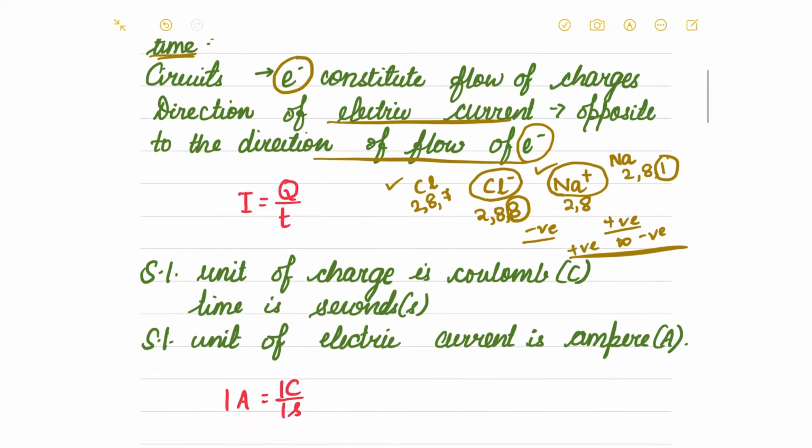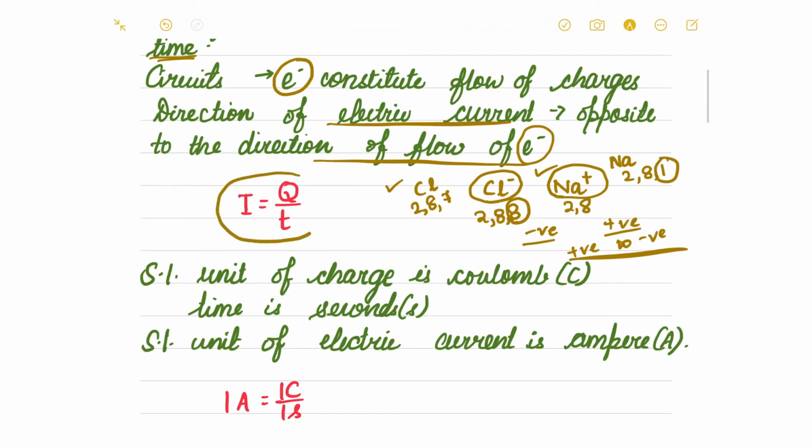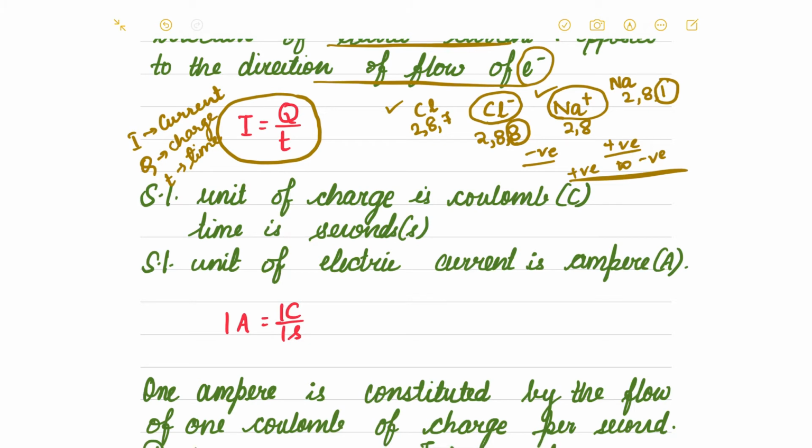Now if we write it mathematically, then I is equal to Q by T, where I refers to electric current, Q refers to the charge and T refers to time. If we write it in SI units, then the unit of charge is coulomb, that of time is seconds, that of electric current is ampere, and we write it as a capital A.